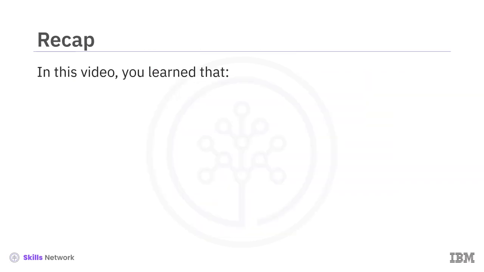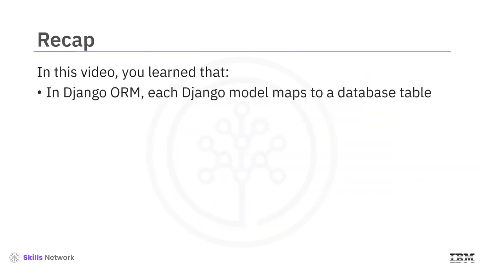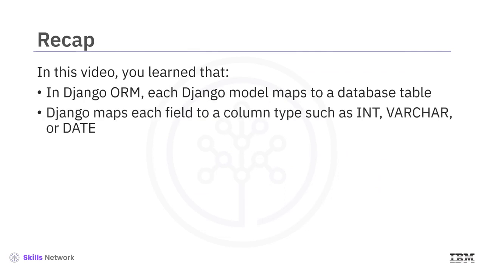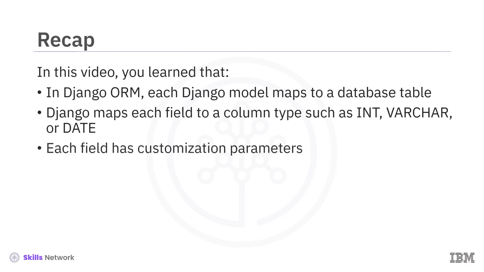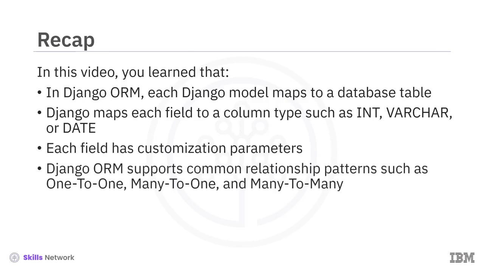In this video, you learned that in Django ORM, each Django model maps to a database table. Each field maps to a column type, such as int, varchar, or date. Each field has customization parameters. And Django ORM supports common relationship patterns such as one-to-one, many-to-one, and many-to-many.